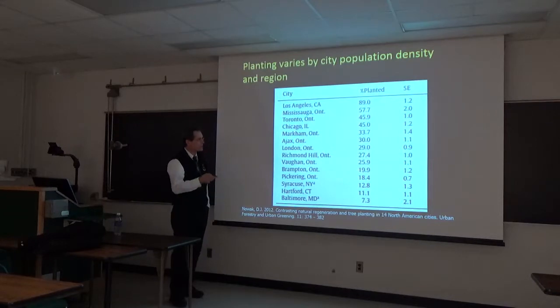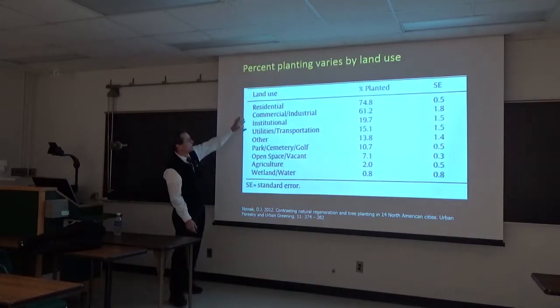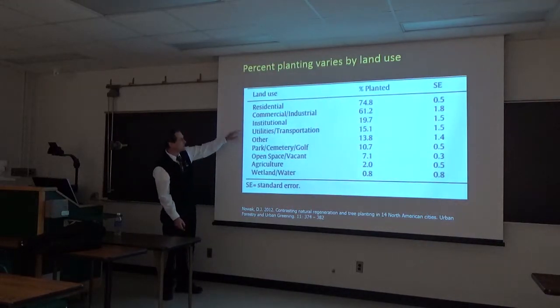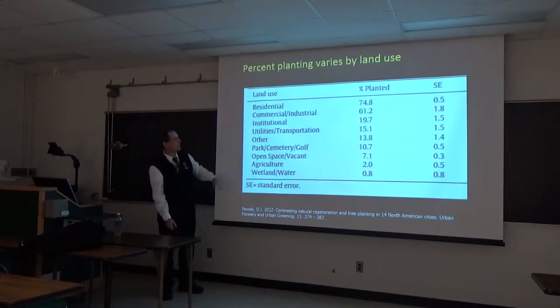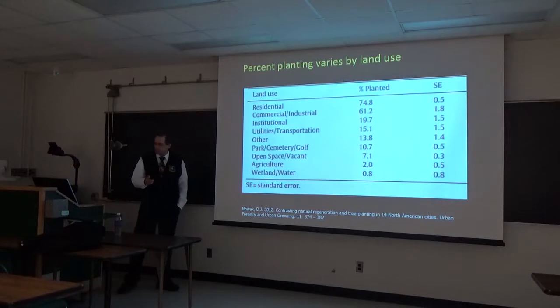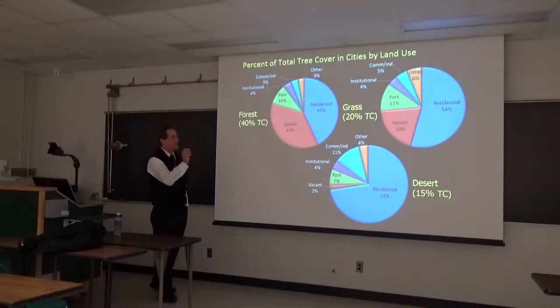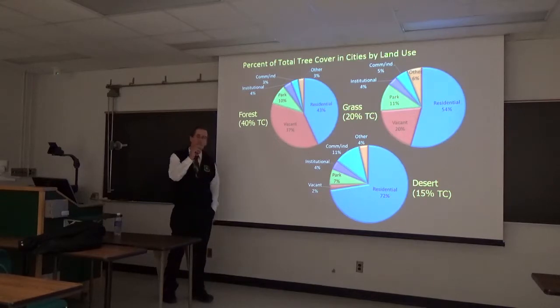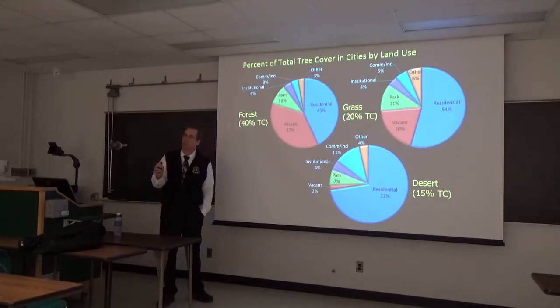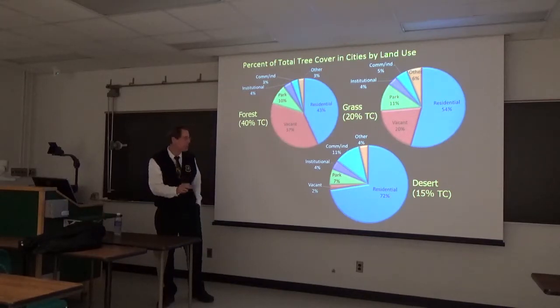So where you're at and size of a city is important, but also what land use. In residential land, 3 in 4 trees are planted. You move to open space, only about 1 in 10. Cemeteries, about 1 in 10. And this is where it becomes important in terms of how nature and trees interact, and how much do people have to do to create this forest and how much can we use nature to create the forest.